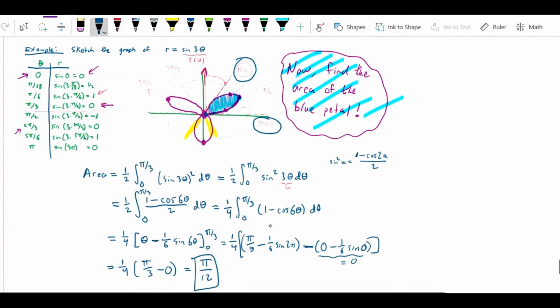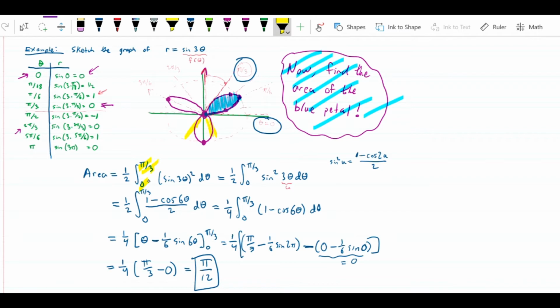What is the key takeaway here? All we really did is plug in this r equals sine 3 theta into the formula for area between curves. The key to understanding this problem is to understand why it is that we are integrating from 0 to pi over 3 to find one petal. That's the thing that, if you want to review this problem, you need to focus on very carefully.